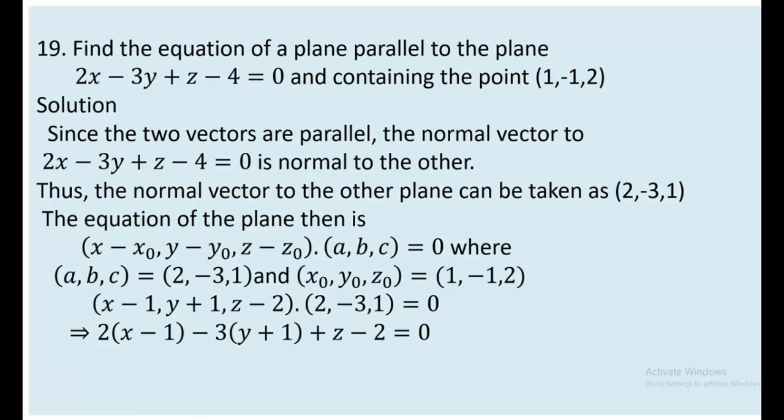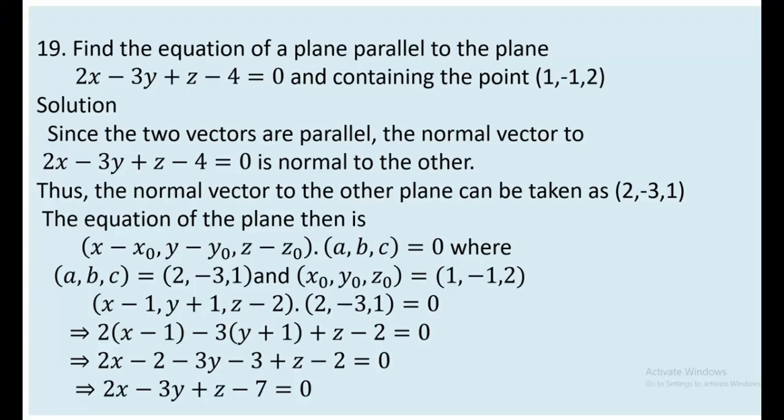Then what you need to do is operate this and collect like terms together, and what you are going to obtain is this: 2x minus 2 minus 3y minus 3 plus z minus 2 equals 0. And then again, as I said, collect like terms together. You will obtain 2x minus 3y plus z minus 7 equals 0, because minus 2 minus 3 makes minus 5, and minus 5 minus 2 makes minus 7. So this is going to be the final output, the equation of the plane.